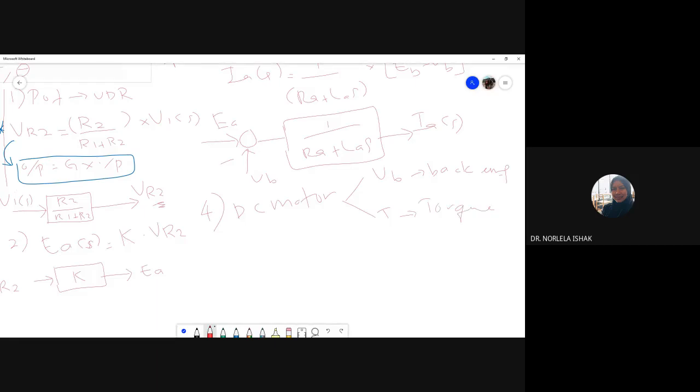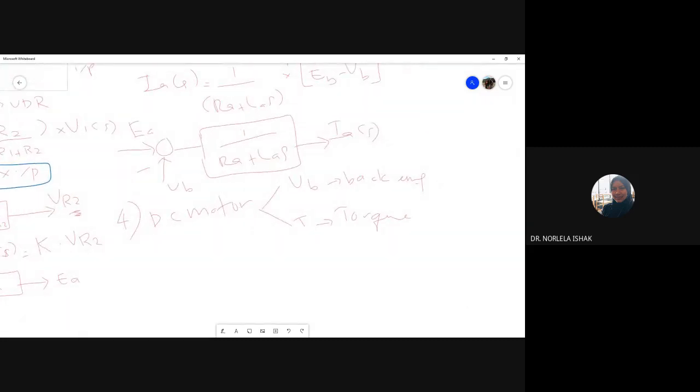Okay, so what equation can you derive? What equation can you derive from here? What relationship between back EMF and the speed? Back EMF, VB, is proportional with d theta over dt, meaning back EMF is proportional to the speed.